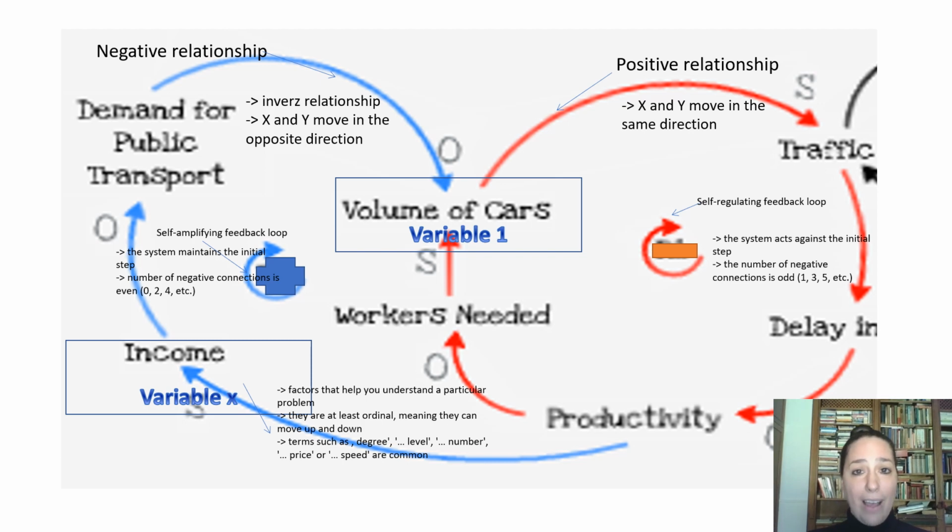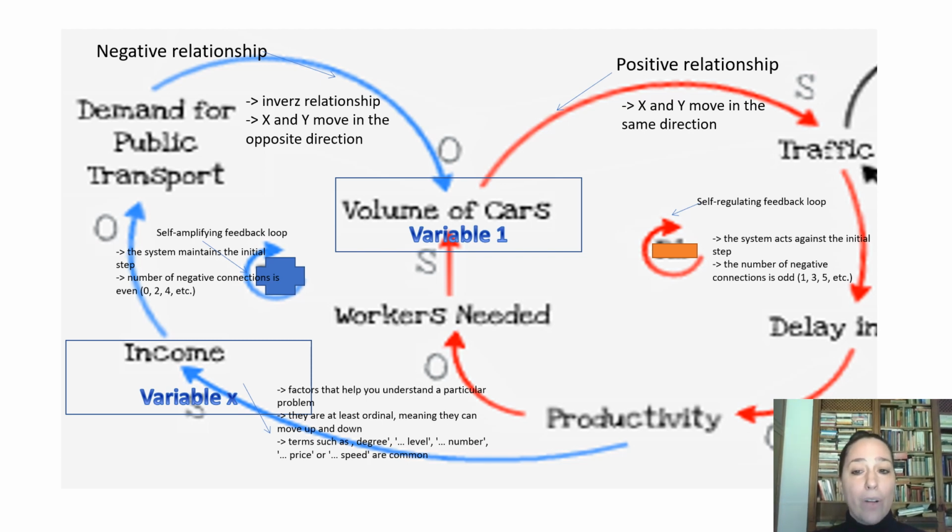Let's have a look at a positive relationship. A positive relationship is to do with traffic. The more cars we have on the roads, the more traffic we have. So in this case, X and Y move in the same direction.